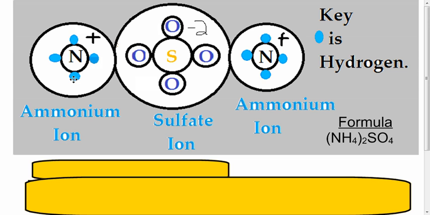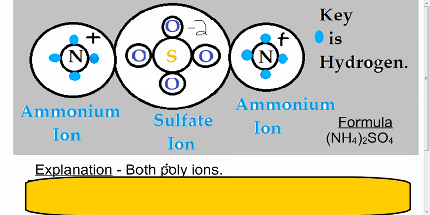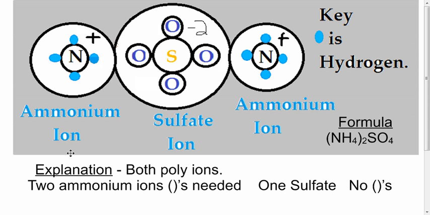This is the ammonium and the sulfate, and here's another ammonium, so I need to write it like that. And even though they're both polyatomic ions, since I've got 2 of these, that's why that needs parentheses, and there's only one of those, so it doesn't need parentheses.